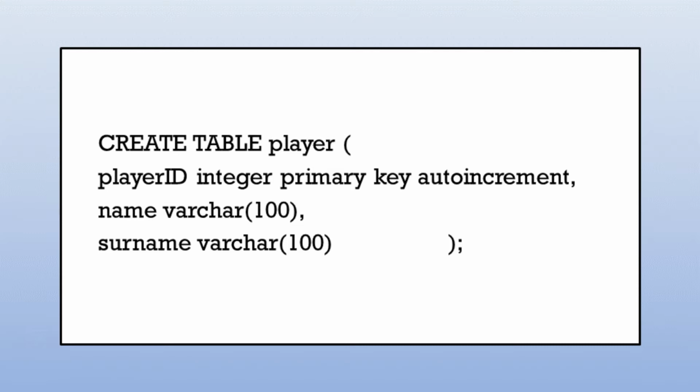We have the data type, so we've got integer, string and string called varchar, with the maximum length in brackets. Then we've got some constraints. So here we've got the constraint of primary key and auto increment, which means it will go up 1, 2, 3, 4, etc. by itself.